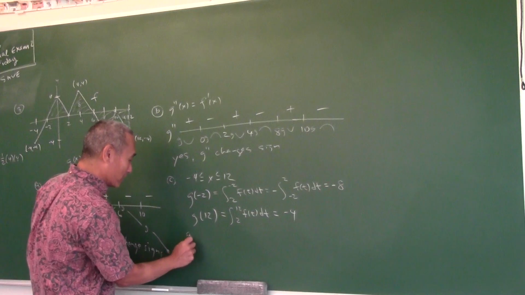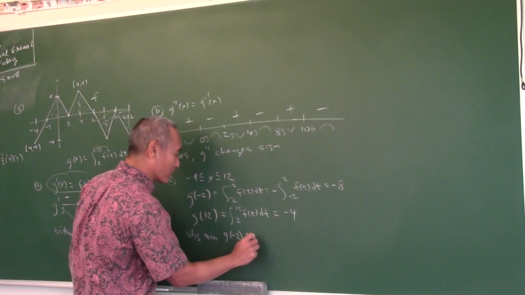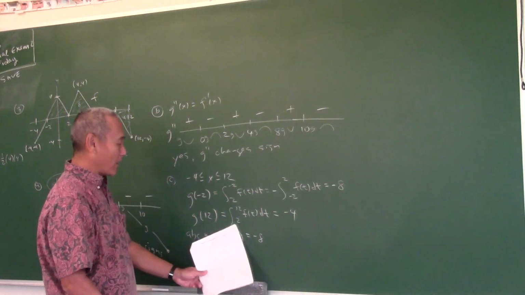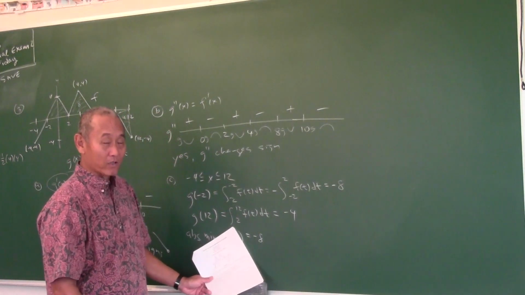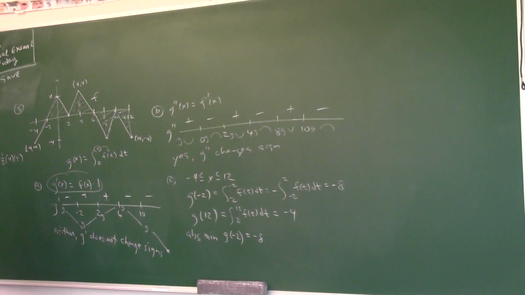So the absolute minimum is g of -2 equals -8. Actually, they really only want the y-coordinate, which is -8, but if you wrote that, that would be fine. But you cannot just give the x-coordinate, you have to give the y-coordinate.